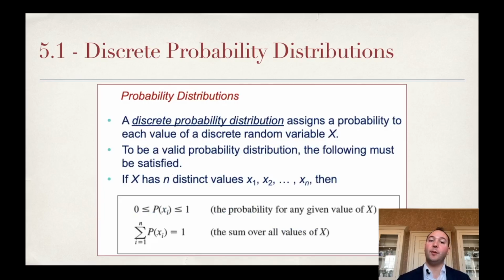So, a discrete probability distribution assigns a probability to each value of that discrete random variable x. To be a valid probability distribution, the following must be satisfied. If x has n distinct values, x1, x2, and so on until xn, the total number of values you have, then the probability of x is between 0 and 1. Could be equal to 0 and 1, but it's between or equal to 0 and 1. The sum of all of those probabilities equals 1, or 100%.